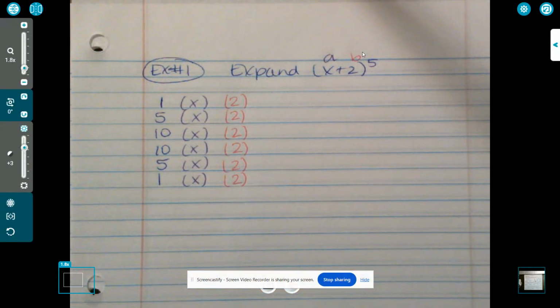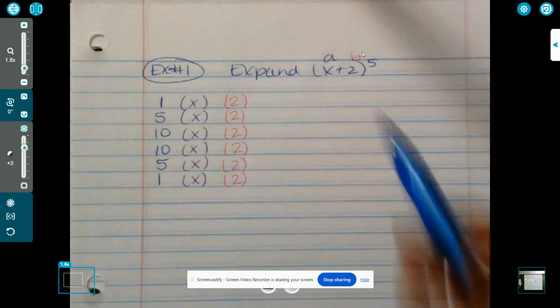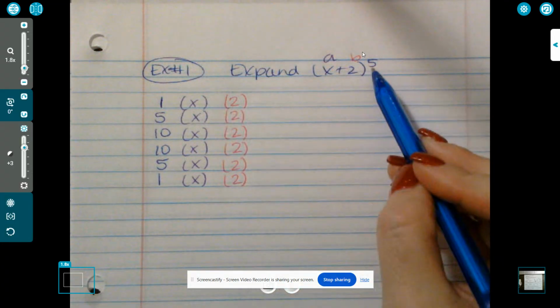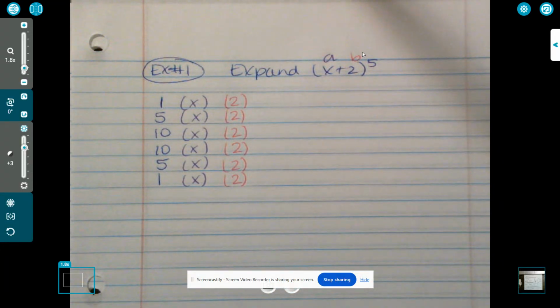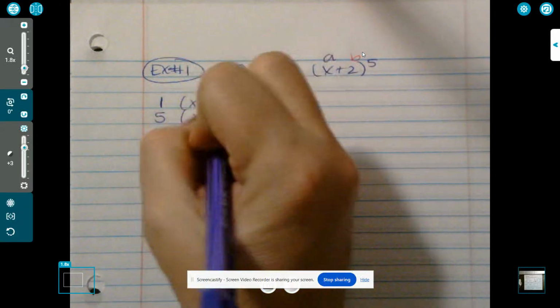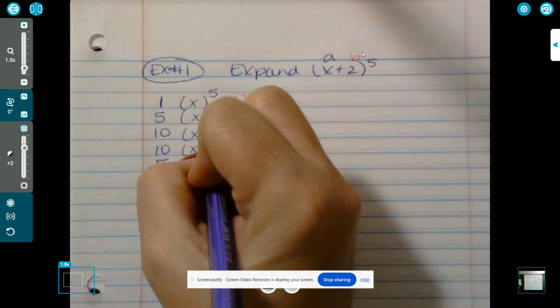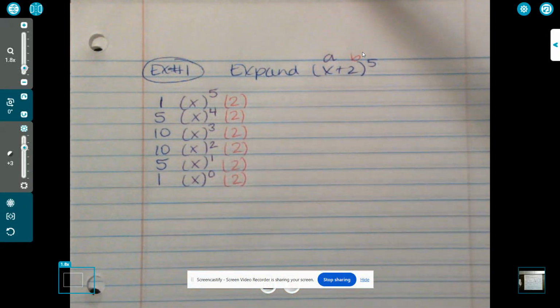Okay. And then we talk about our exponents. So for our exponents, remember our A value starts with the exponent of the problem. So our A value is going to start with 5 and it's going to decrease by 1 each time. So it's going to start at 5 and it's going to go down: 4, 3, 2, 1, none.